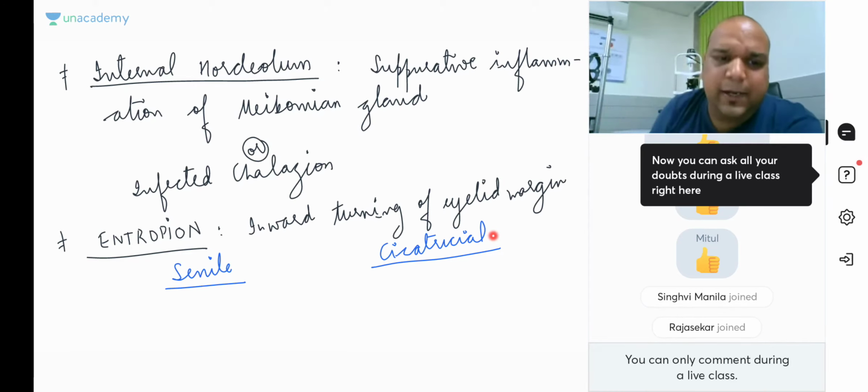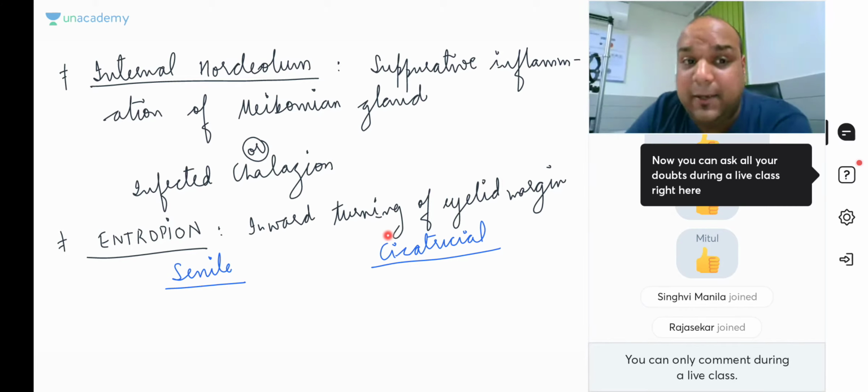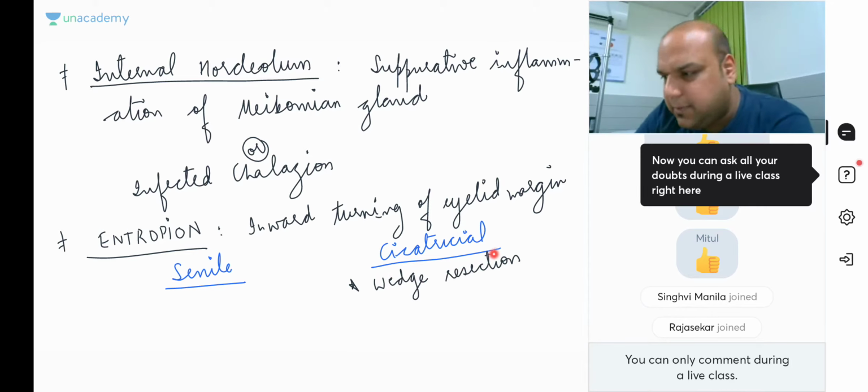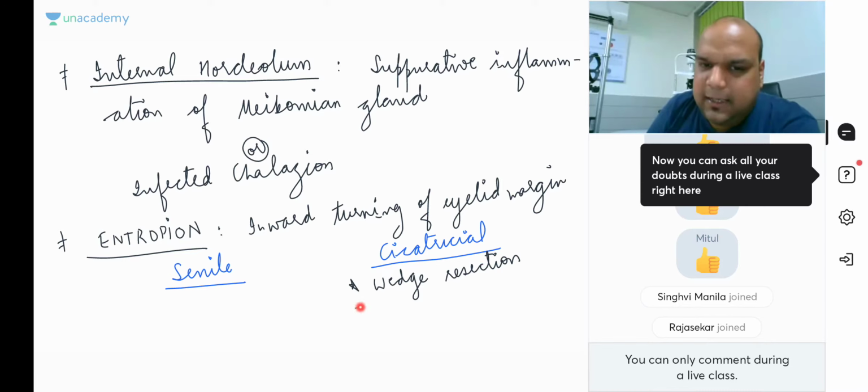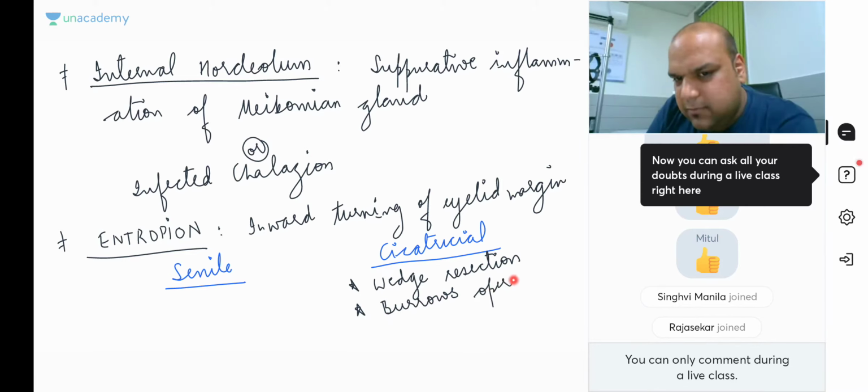Now, very, very infrequently, they ask you the treatment of entropion. The treatment of entropion is different for senile and cicatricial entropion. I will not be going into the details. I will just be mentioning the names of the surgeries. Most commonly done surgery in cases of cicatricial is wedge resection. Please remember this name. Then the other surgery which is done is called Burrows operation.